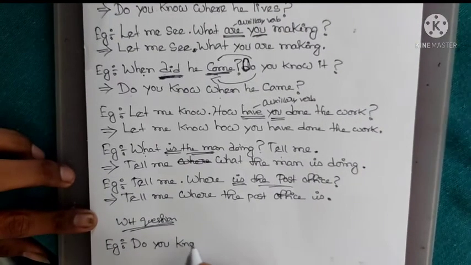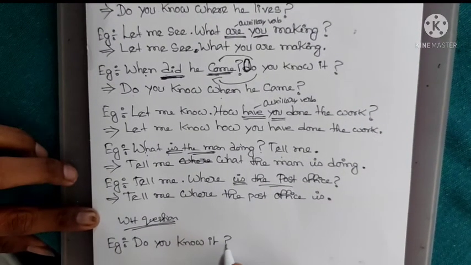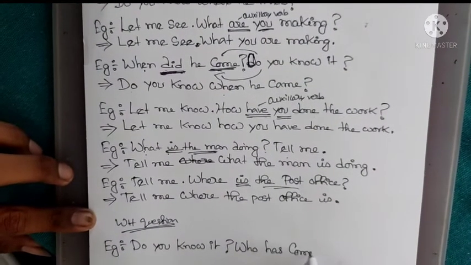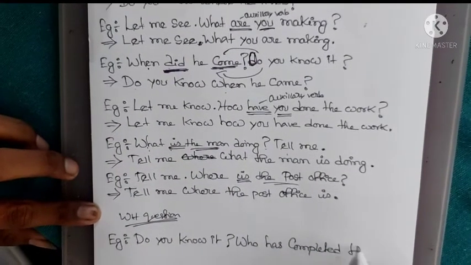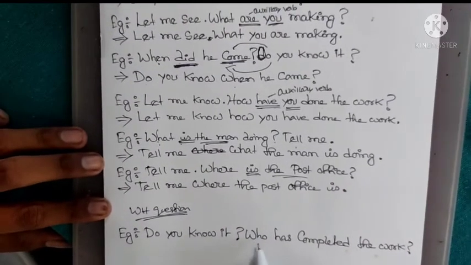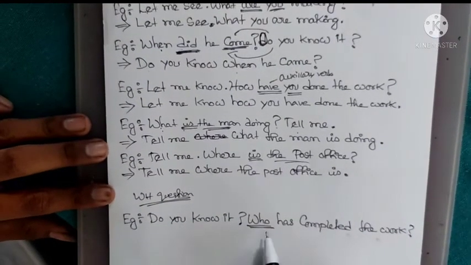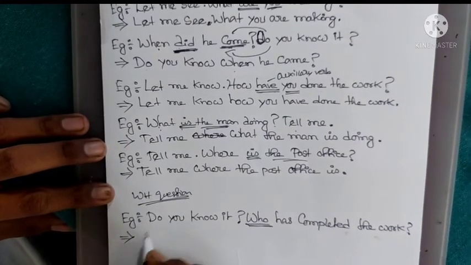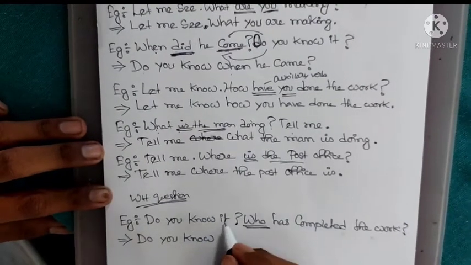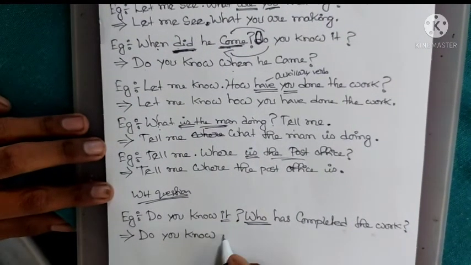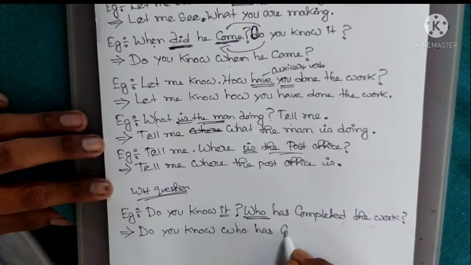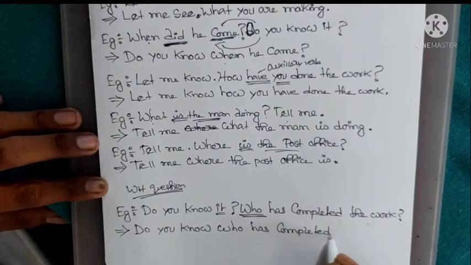Do you know it? Who has completed the work? So here in the second sentence, there is "who". If there is "who", then it will remain as it is. Let's see how. Do you know it? "It" will be removed. Do you know who has completed the work?